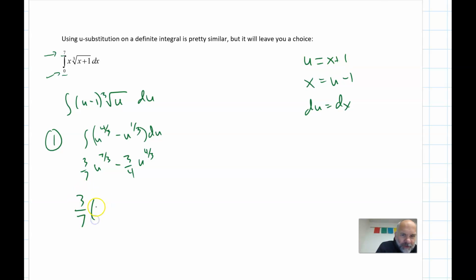So now I can switch it and say, all right, I've got the antiderivative. It's 3/7 x plus 1 to the 7/3, minus 3/4 x plus 1 to the 4/3, evaluated from, oh, we're in x's now? Okay, x equals 0 to x equals 7.